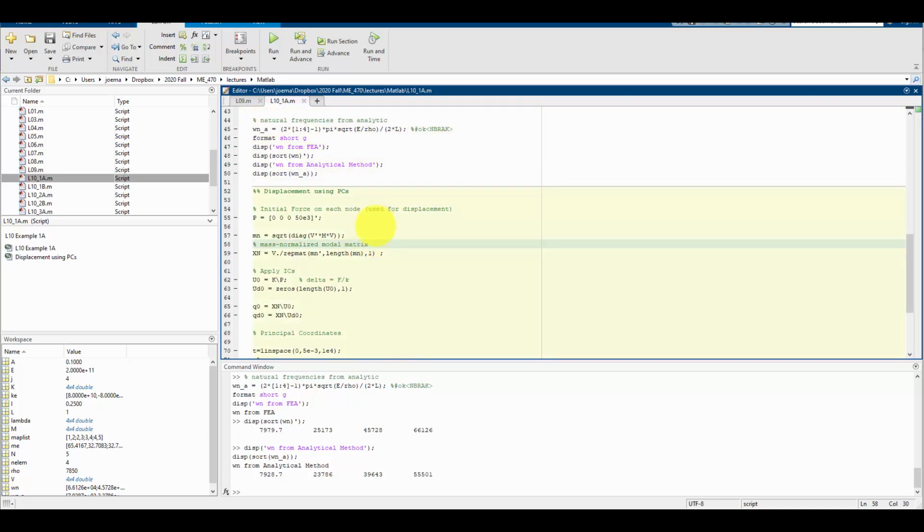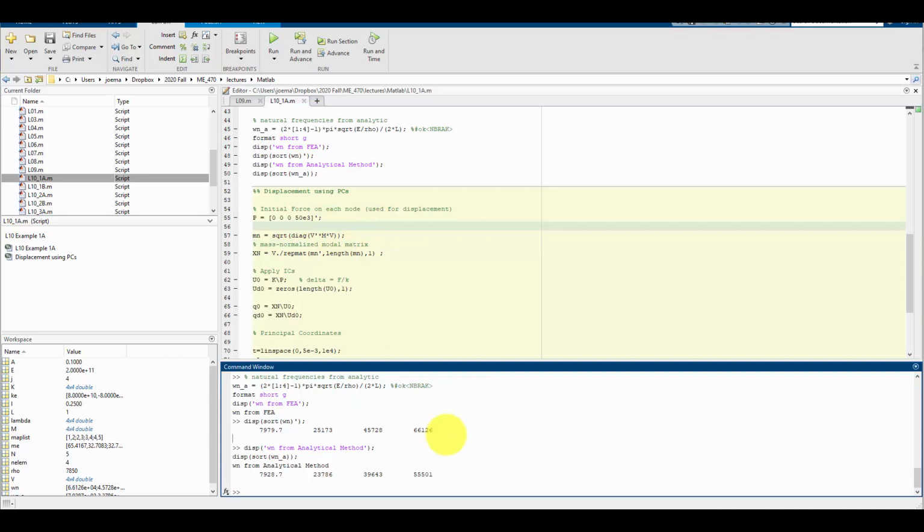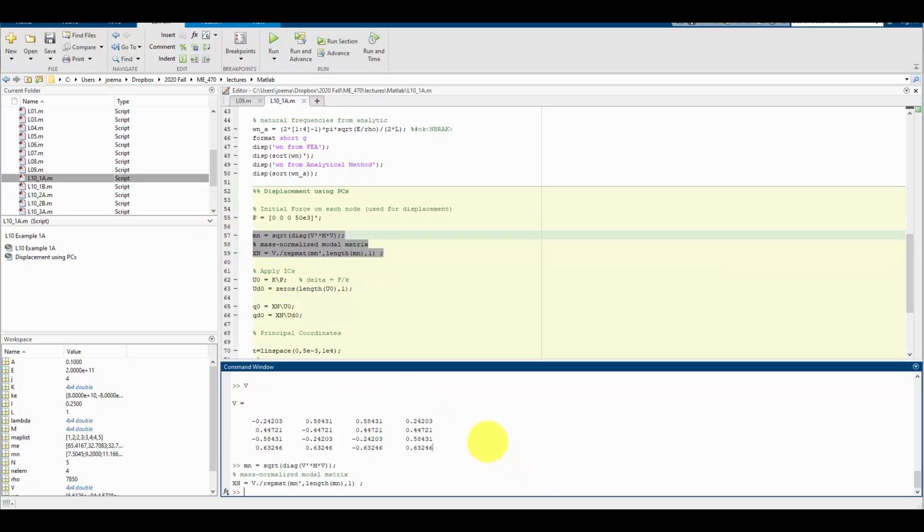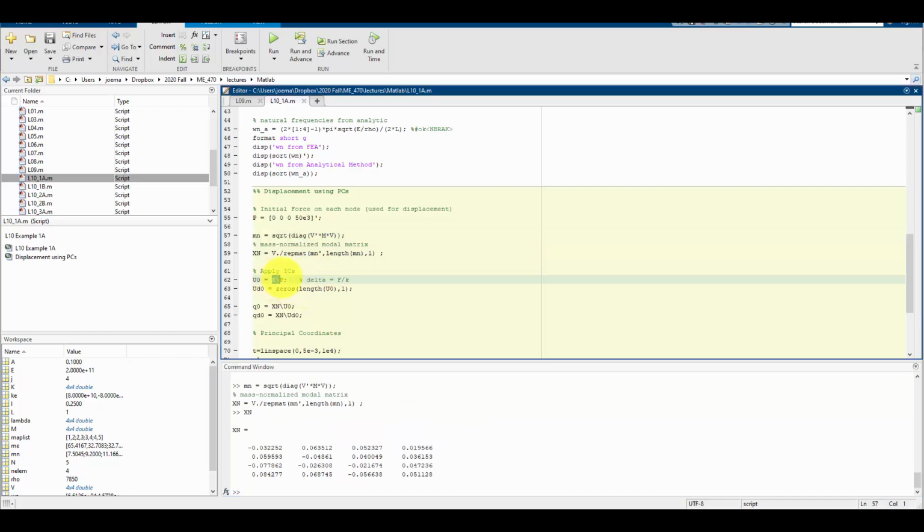So using principal coordinates, I can take this modal matrix V, and I still want to find the mass normalized modal matrix, which I do first. And I find then this xn, I'm calling it in this code. So xn is my mass normalized modal matrix. Then I can apply my initial conditions. In this case, I can do this K inverse times P, and I have to define it first.